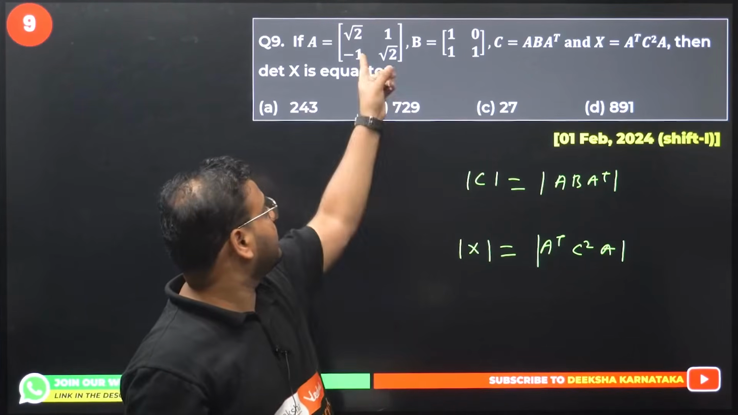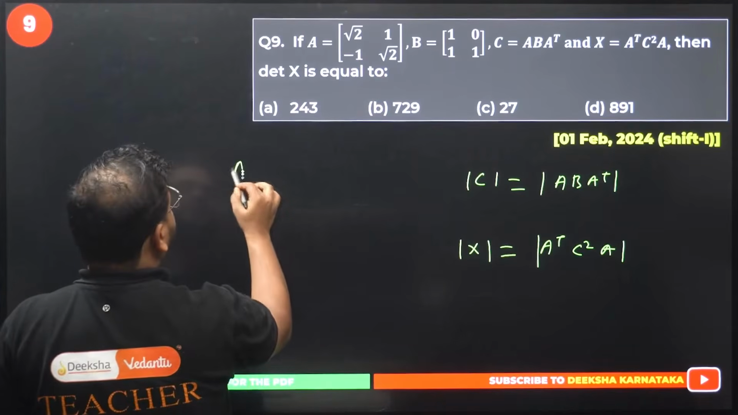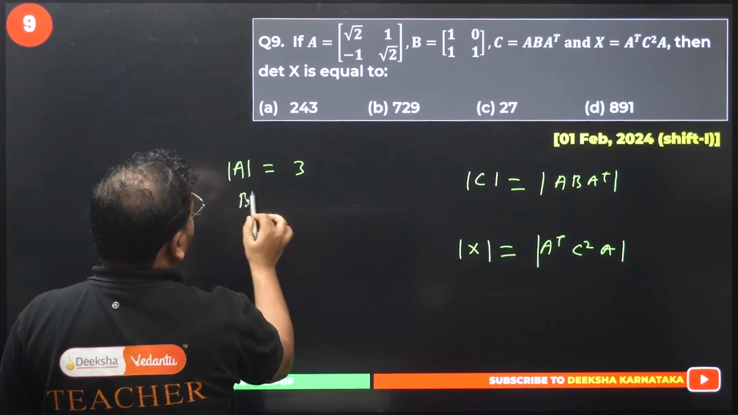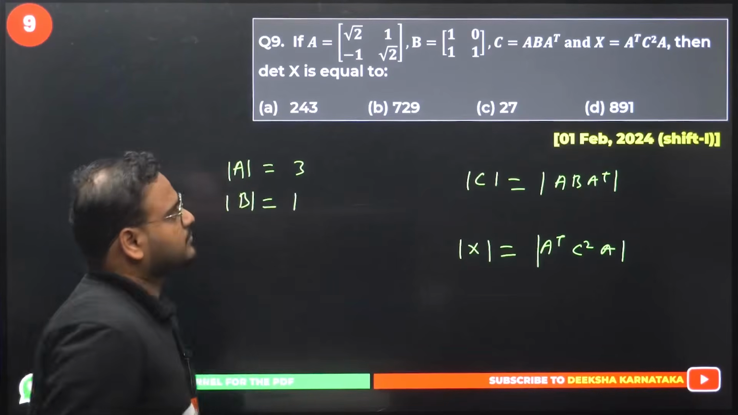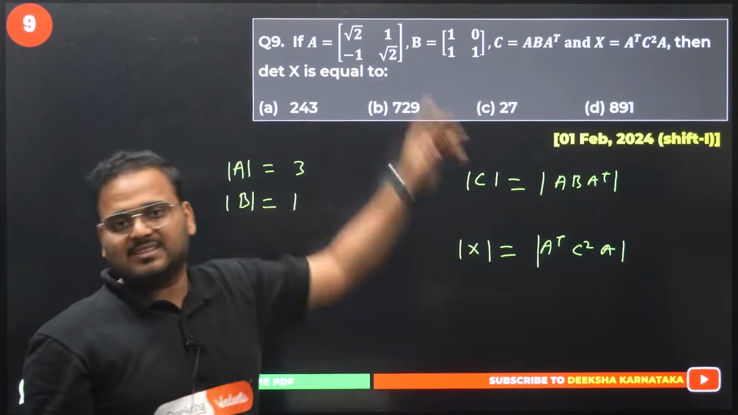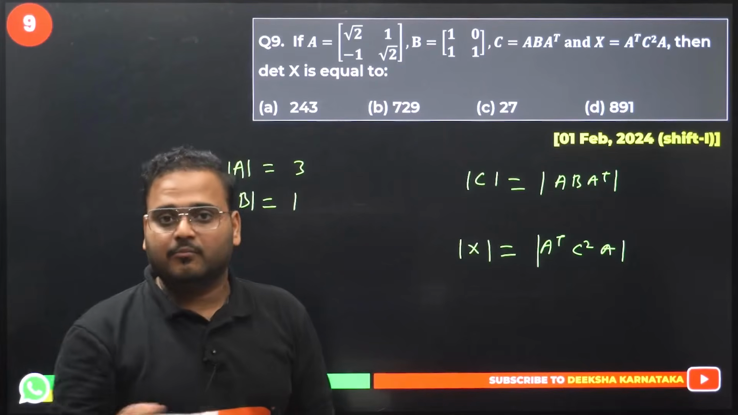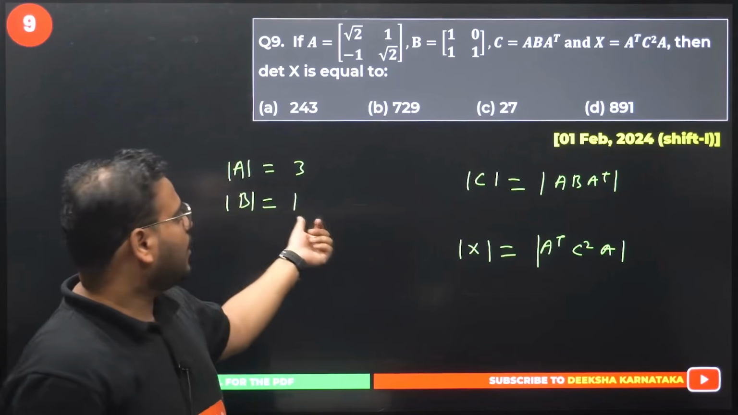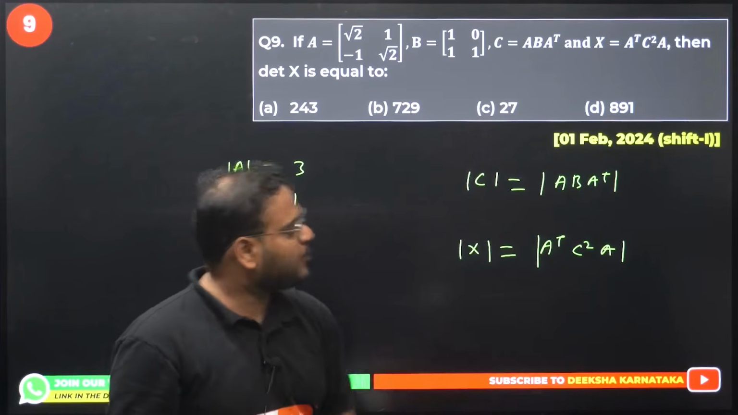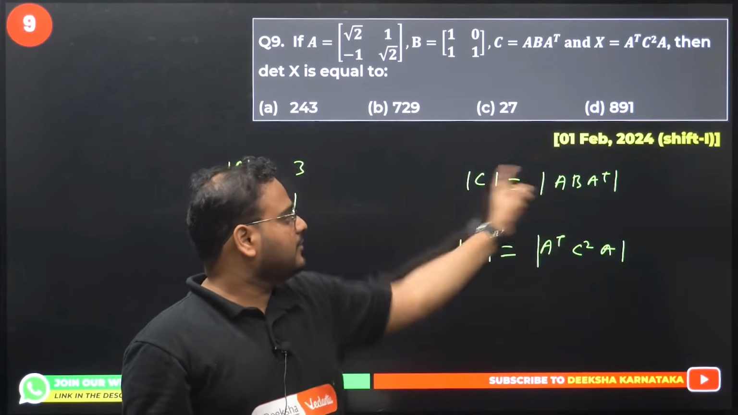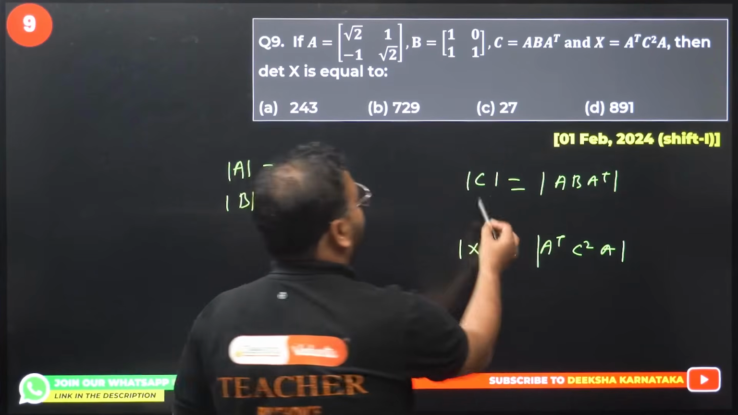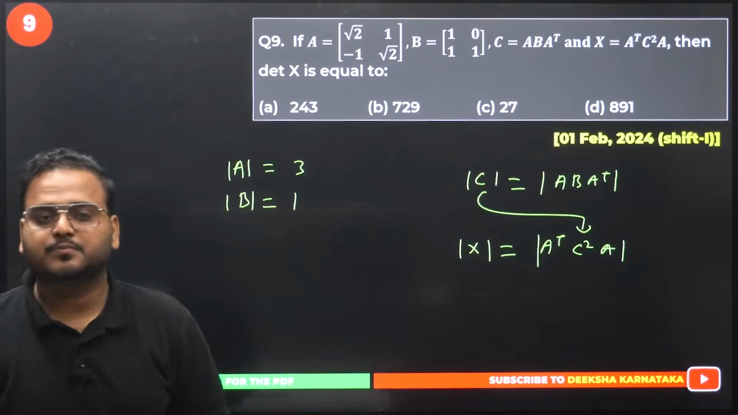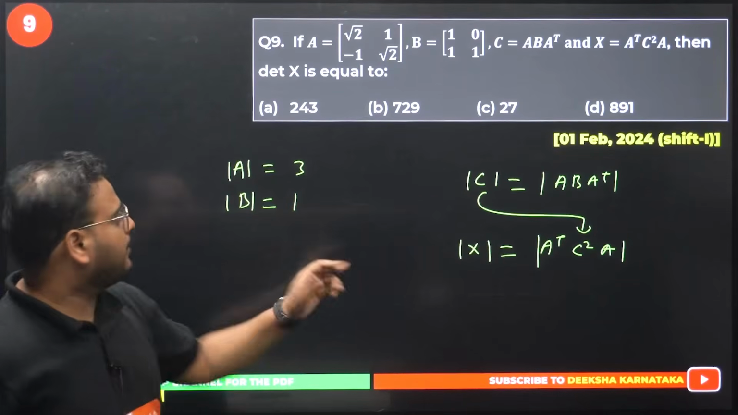You can find the determinant from here, right? Determinant of A is what? 2 plus 1, which is 3. And determinant of B is what? Root 2 into root 2 is 2, and then subtraction of minus 1 with 1 becomes minus 1, then plus 1. Answer is 2 plus 1 is 3. Here we have 1 as the determinant of B. Use it. First you find C, and then use this C over here. Pause the video, do it right now. Completed it, come back and check the solution.